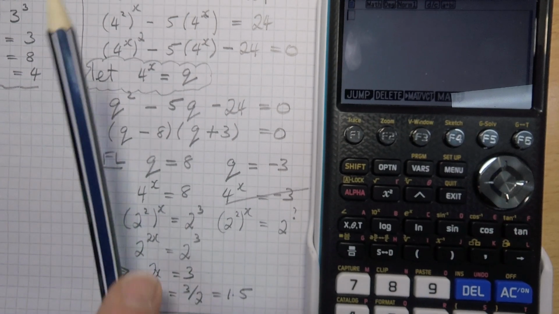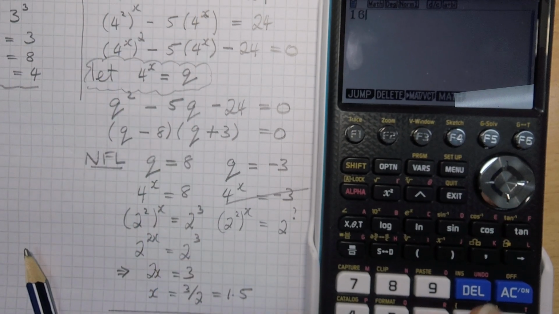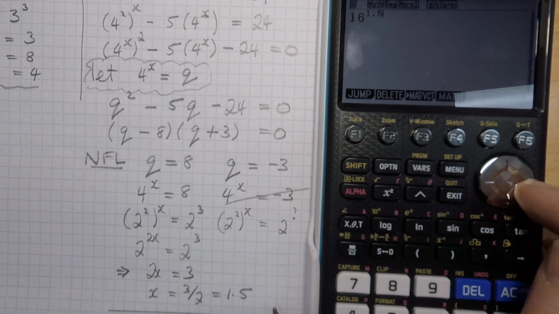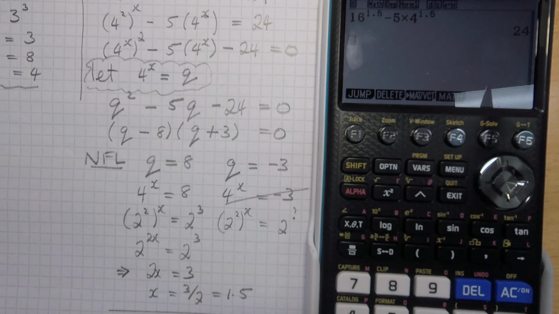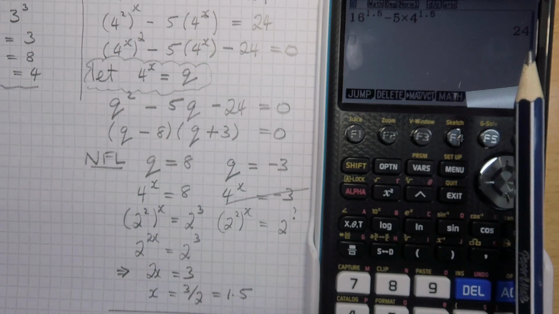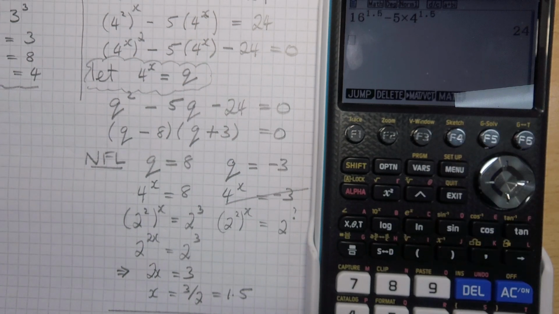We need to try this original equation. 16 to the power of 1.5 minus 5 times 4 to the power of 1.5. And it says it should equal 24, and there it is, barely visible on the calculator screen, 24.